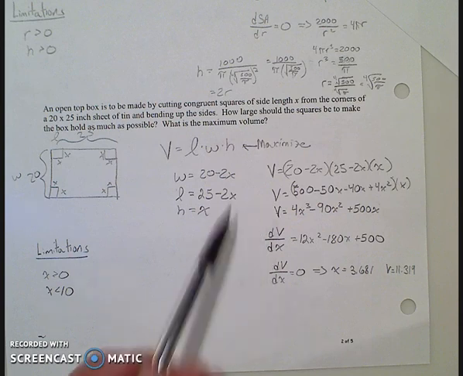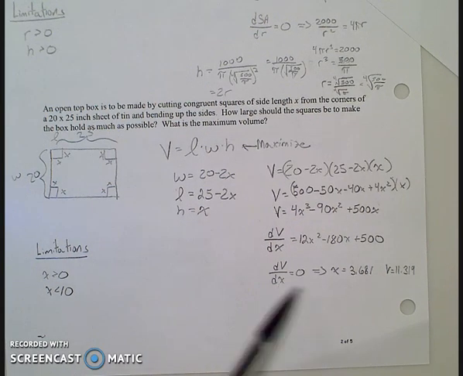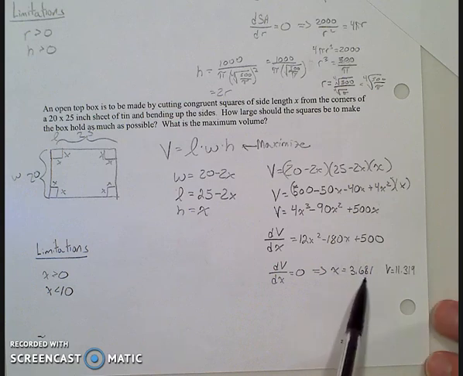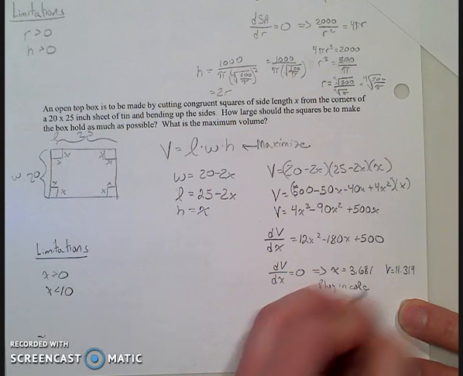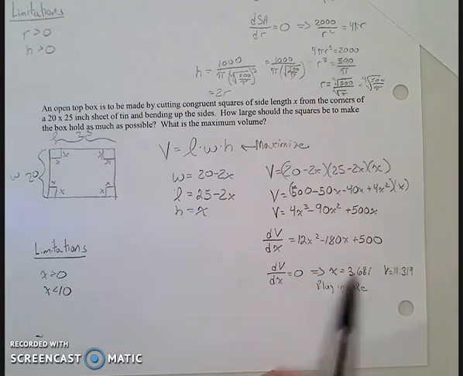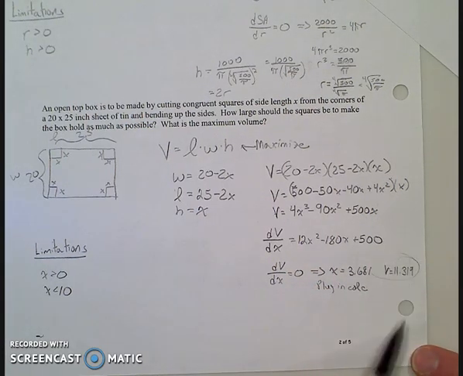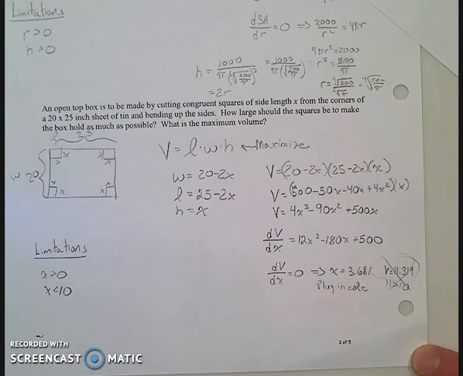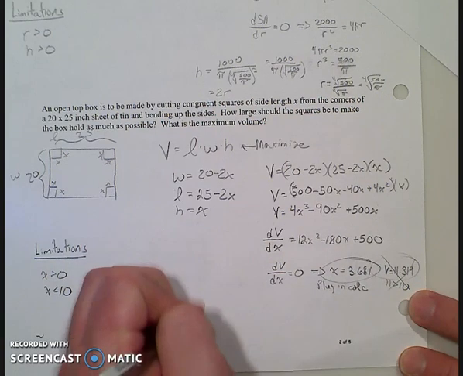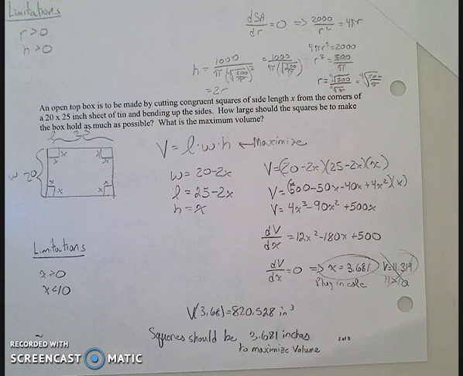Here's the work to do it. If we take the volume, set it equal to 0, I did this by plugging it into the calculator. Please just plug it into the calculator, do not actually do it out, or you can use the quadratic formula. Notice that this right here, 11, is greater than 10. We can cross that out. So we're left with this. You're going to plug it back in, and so the squares need to be 3.681 inches to get a maximum volume of 820.528. Next problems continued on the next video.